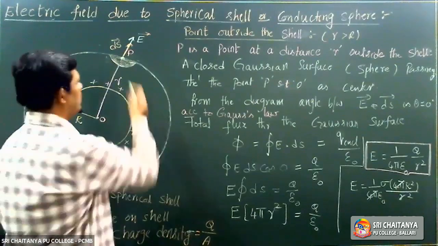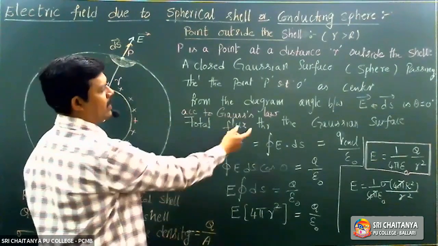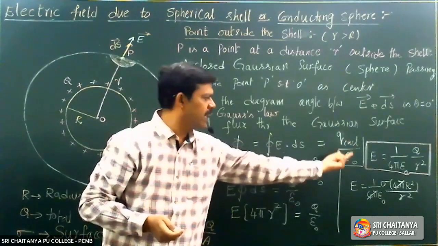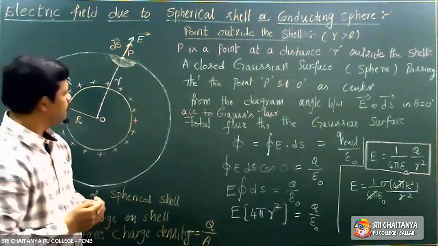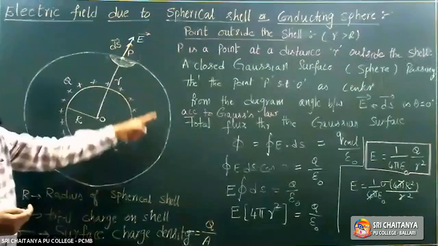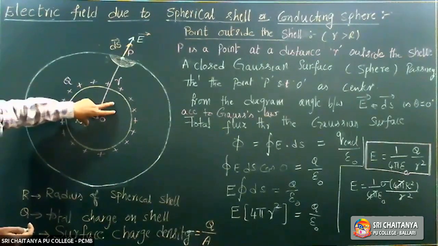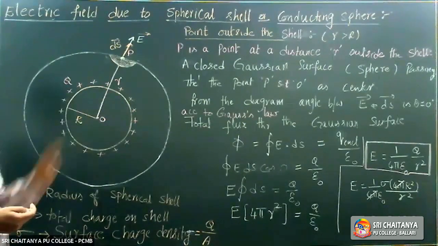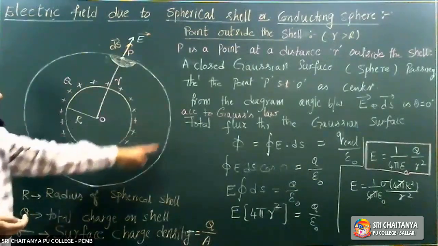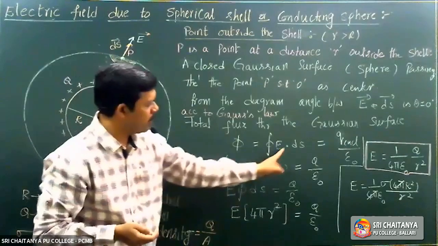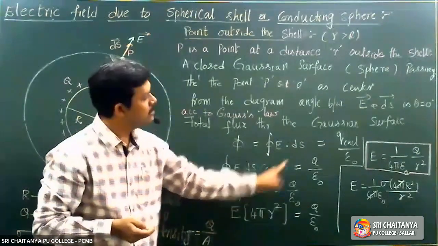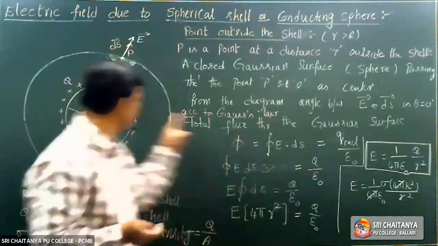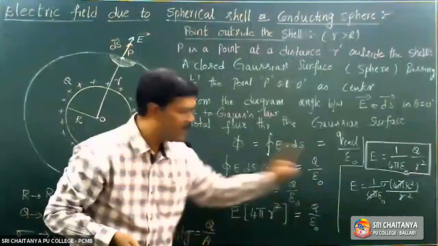Now, according to the Gauss law, total flux through the Gaussian surface phi, we know the formula, integral E dot ds is equal to q enclosed by epsilon naught. Then what is q enclosed? If you see this Gaussian surface, this total shell is enclosed in. So whatever the charge on the shell, the total charge is enclosed. So q is the enclosed charge in this Gaussian sphere. E dot ds means E ds cos theta. Theta is equal to 0. So E ds cos 0 is equal to q enclosed, capital Q, total charge, by epsilon naught.